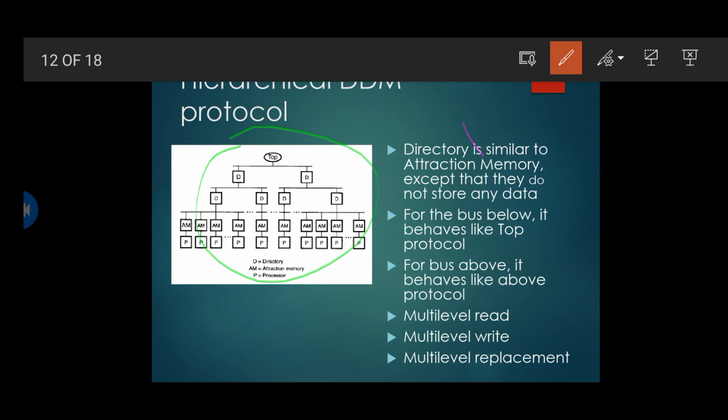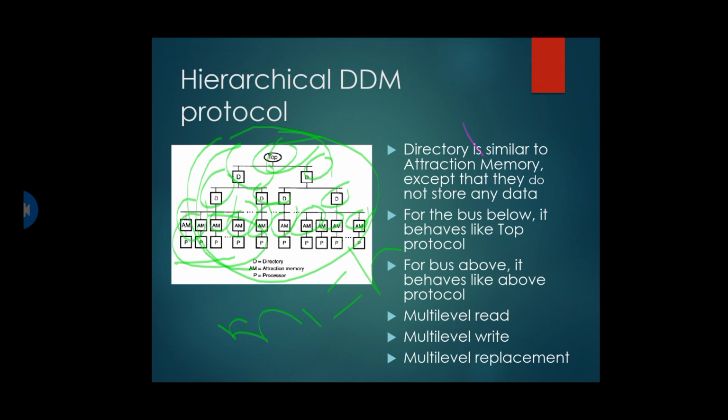See, this is how hierarchical will be. First there will be multiple processors, like you can think of n processors. Each processor will be connected to each attraction memory. If there were n attraction memories, then there will be n processors. Now each system was connected to each DDM bus here. At the top there will be a top protocol here. This is the whole hierarchical DDM protocol.